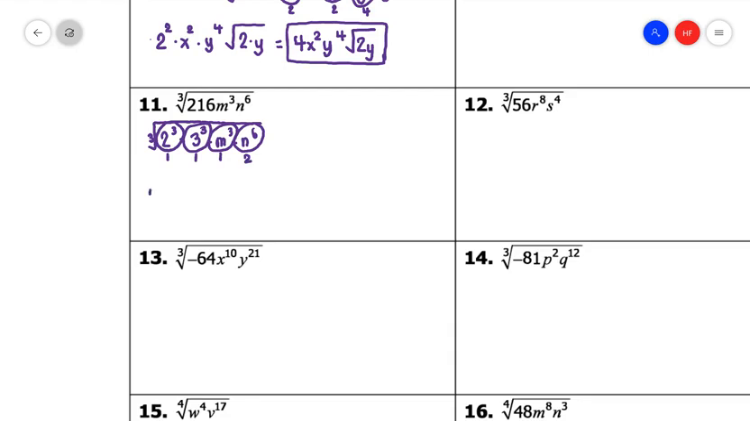So on the outside, I have 2 with a power of 1 times 3 with a power of 1 times m with a power of 1 times n squared. If I took everything out of the radical, then that radical is gone. And so I have 2 times 3, which is 6m n squared.